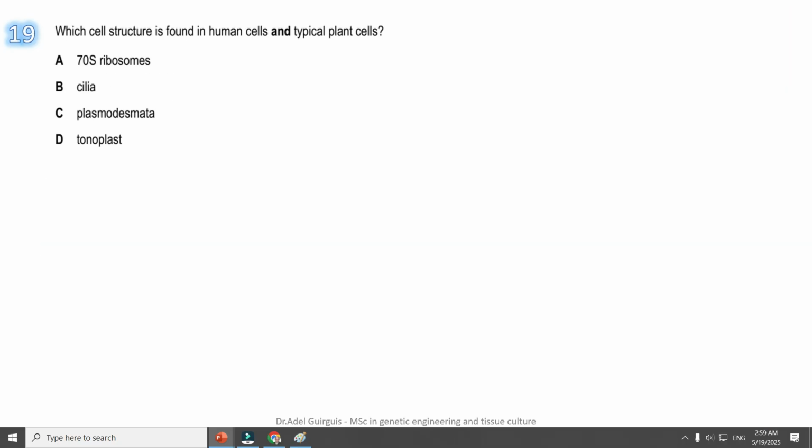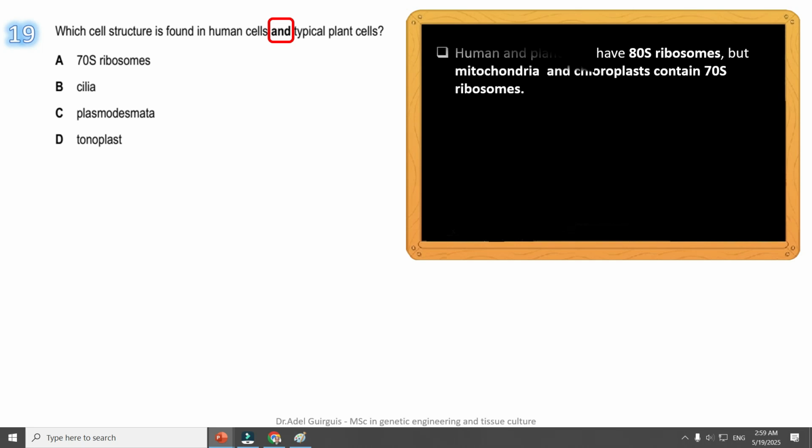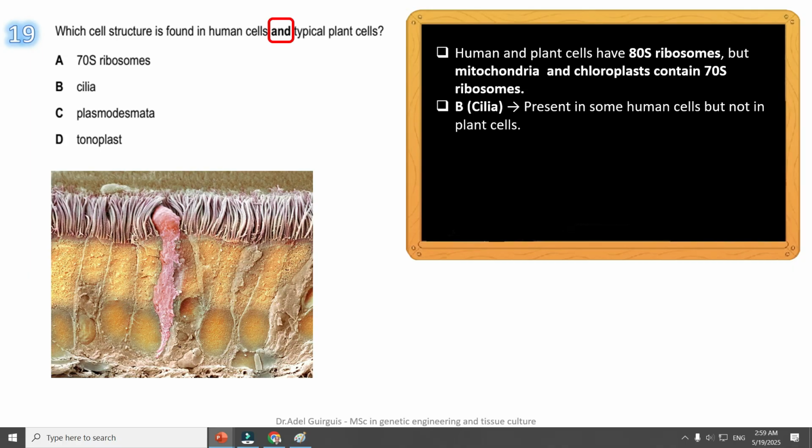Number 19. Which cell structure is found in human cells and typical plant cells? 70S ribosomes, cilia, plasmodesmata, tonoplast. Look, for both, human and plant cells have 80S ribosomes, but mitochondria in both and the chloroplast in plant cells contain 70S ribosomes. For letter B, cilia. Cilia are only present in some human cells but not in plant cells at all. Here, ciliated epithelial cells are found in the lining of the trachea or bronchus.